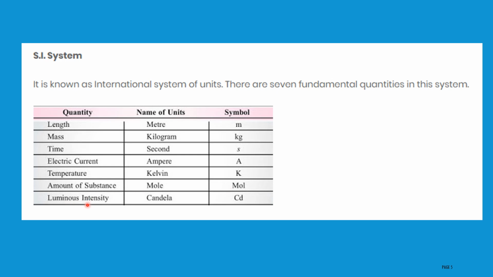Then the next one, luminous intensity. The name of the unit is candela, and it is represented by capital C, small d, CD. These are the 7 fundamental quantities. These quantities are very important, and you have to remember this one.